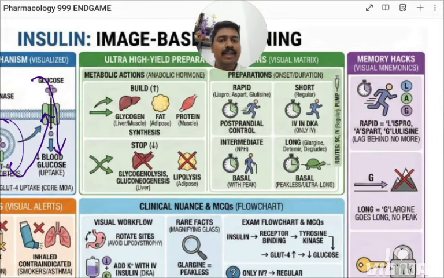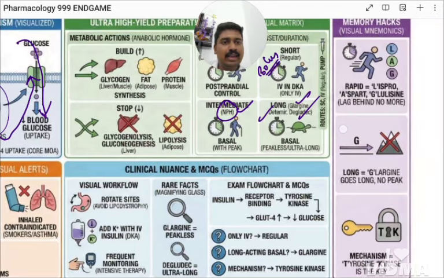Second, if you want 2 peaks in a day and you want the duration of action to be intermediate, then you have NPH insulin. And if you want a long acting insulin, which you can give at night as a basal, and then give something like a bolus with meals. For basal insulin, you will give long acting insulin. These are glargine, detemir, and degludec. So there shouldn't be any confusion regarding this.